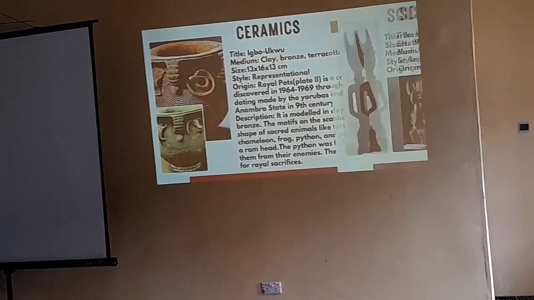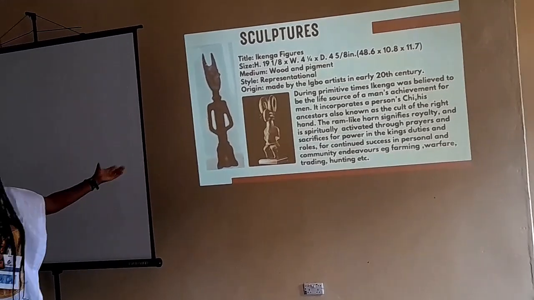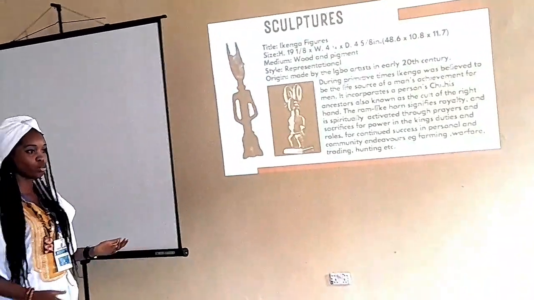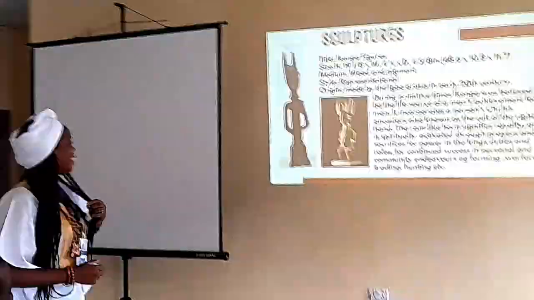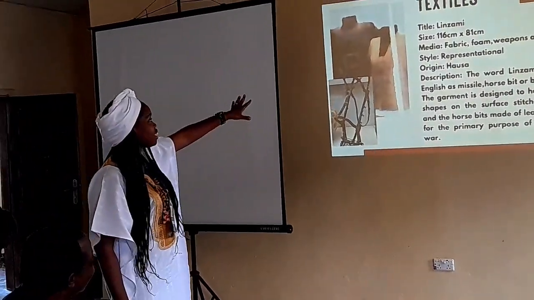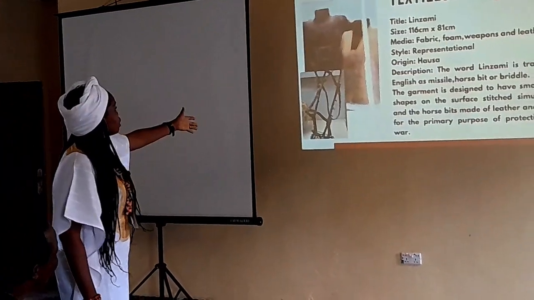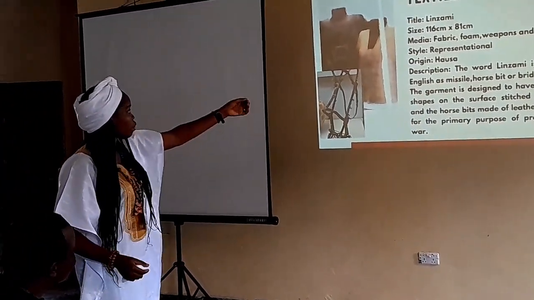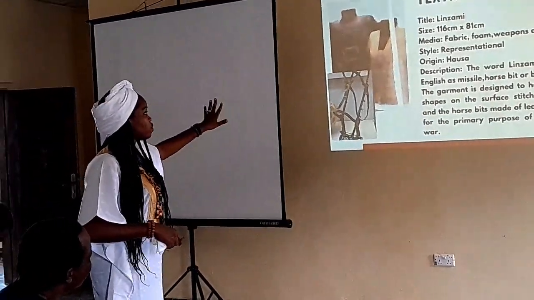Next one. We have the sculptures. The Kega figures is a familiar name we all know. We have the textile. This is an outside garment, made of fabric from weapons and all that. This is the one that the boss wears, and the essence of it is for protection.